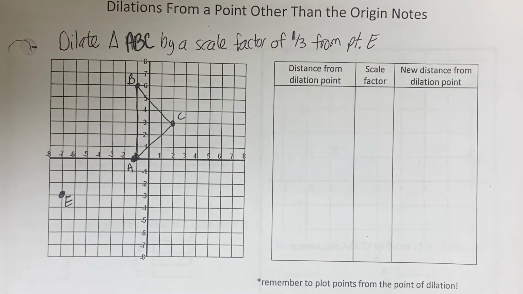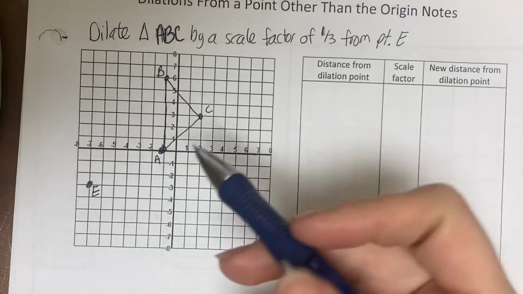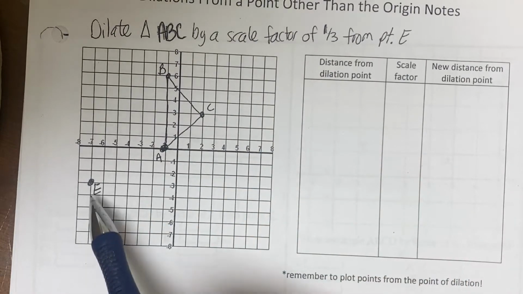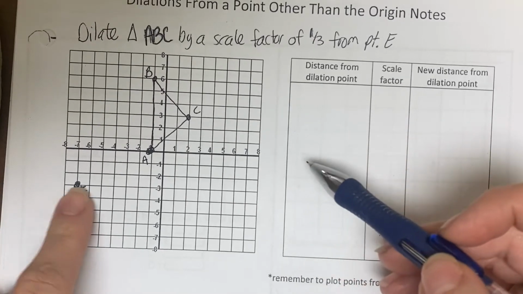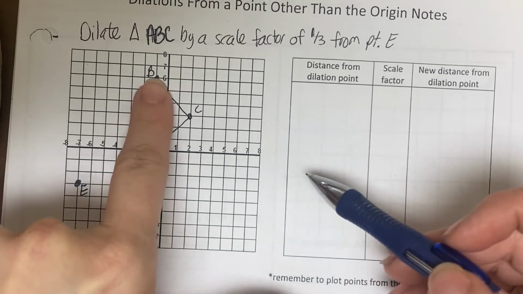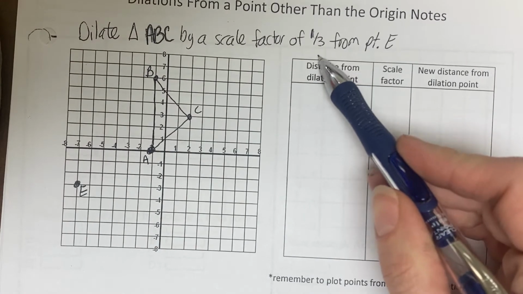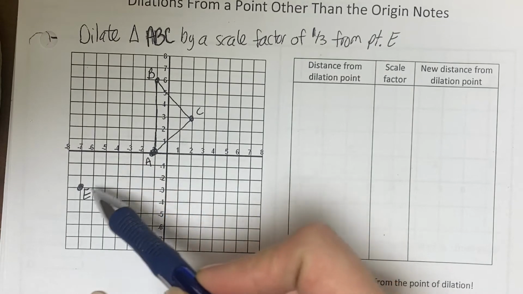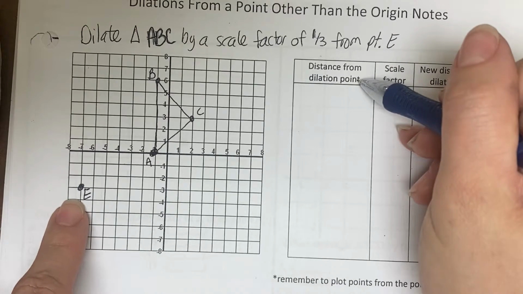Okay, this is dilating from a point that is not the origin. So here we have triangle ABC that we're going to dilate by a scale factor of 1/3 from point E. So I need to know what is the distance from E to each one of these points, and I'm going to be taking that distance and scaling it down to 1/3, and then I will plot those points, my new distances, from the E. So distance from dilation point, how far from E to A?